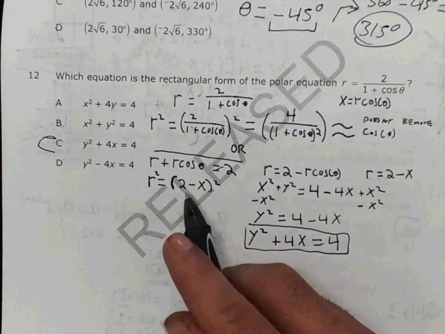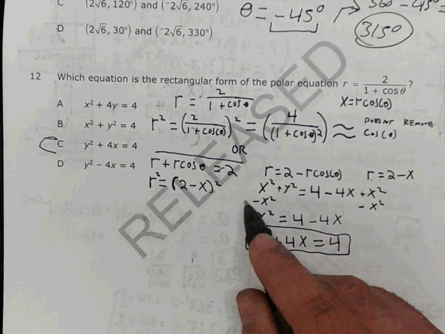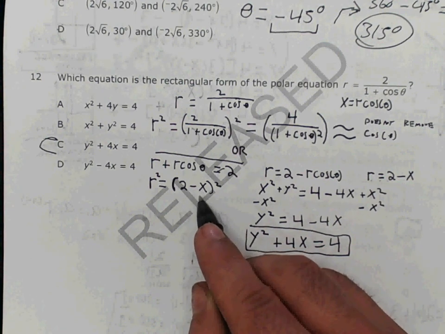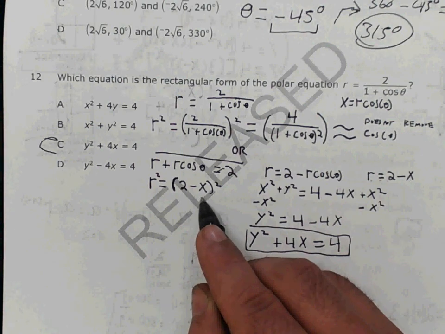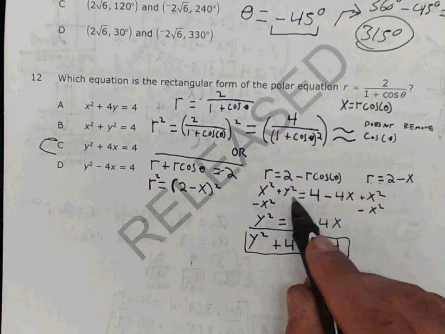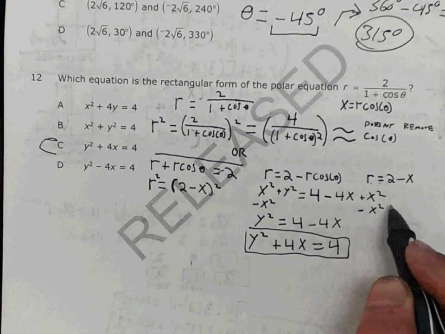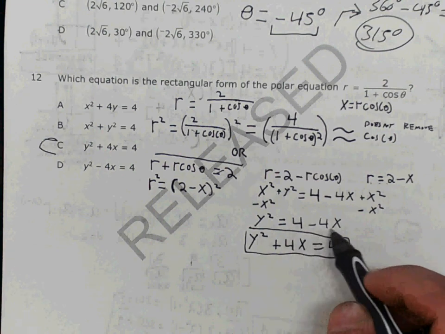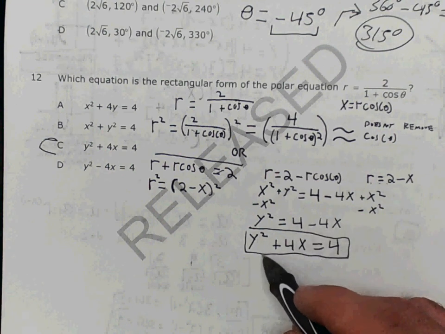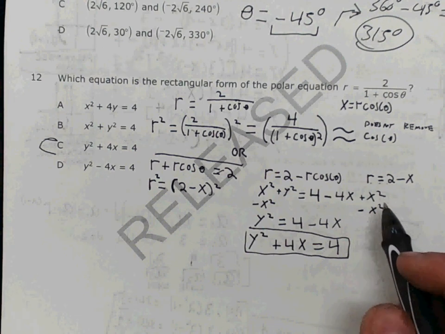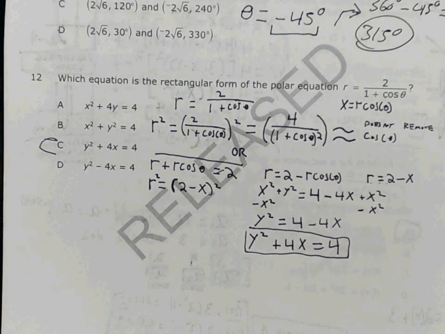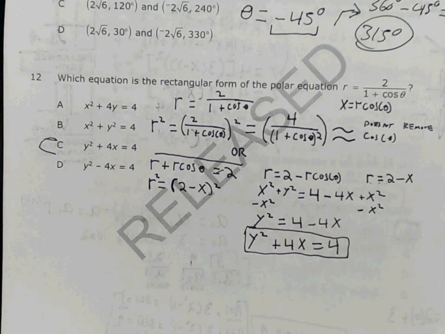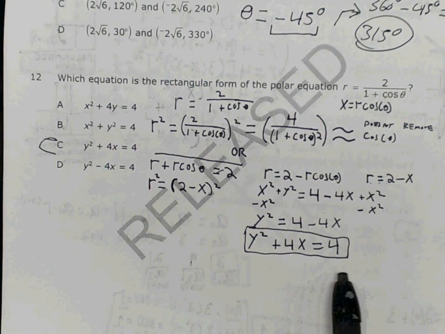R squared is equal to x squared plus y squared, so I had x squared plus y squared is equal to (2 minus x) squared. Now I know that (a minus b) squared is a squared minus 2ab plus b squared. So x squared plus y squared is equal to 4 minus 4x plus x squared. Subtract x squared from each side, and you have y squared is equal to 4 minus 4x. Now you have y squared plus 4x is equal to 4, and that is an option that we have.